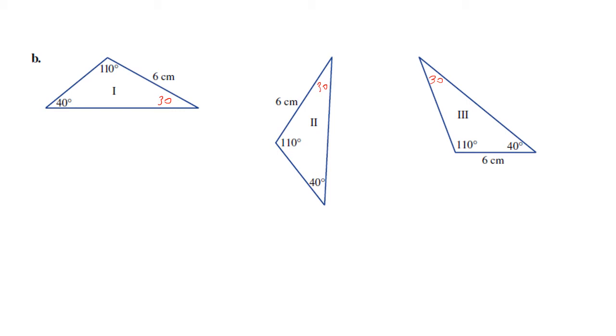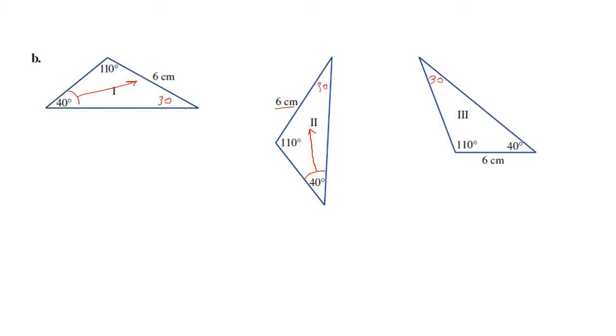In this triangle, the side that's 6 centimeters is opposite the angle that's 40 degrees. So let's have a look at this one. Here's our angle that's 40 degrees, so we're comparing the same angle. We look at the side opposite that, which is 6. So these two triangles are congruent.